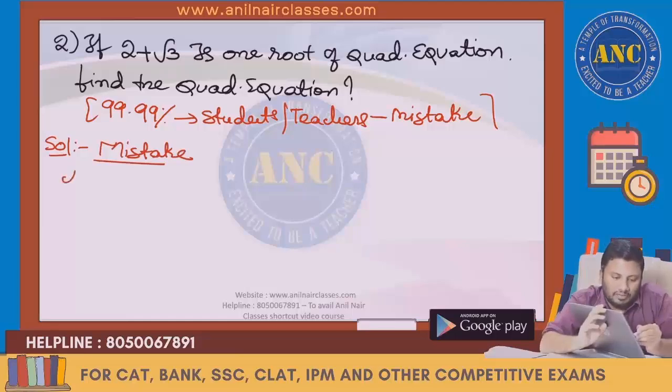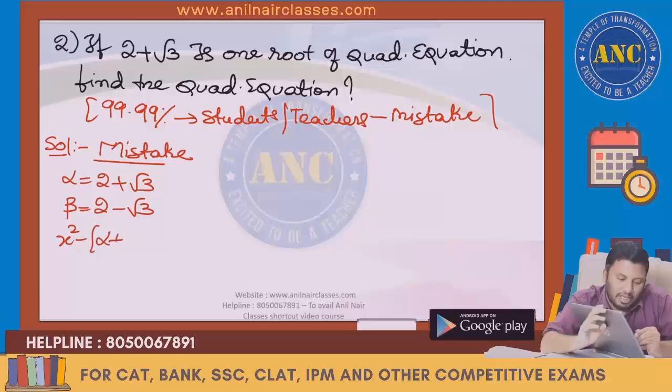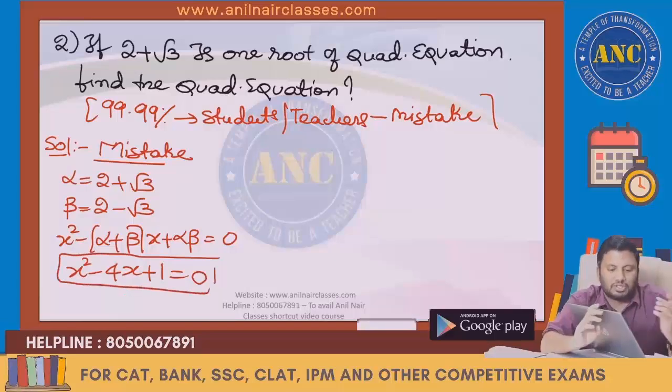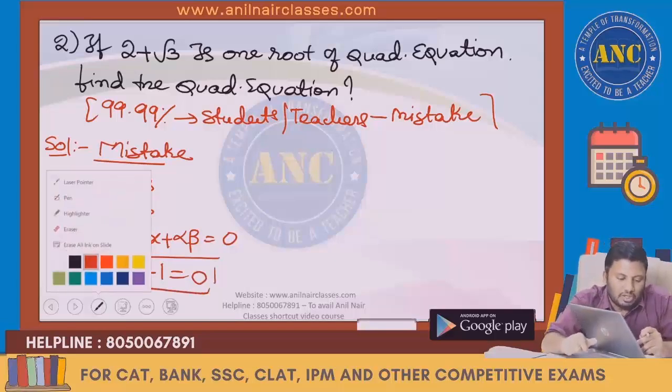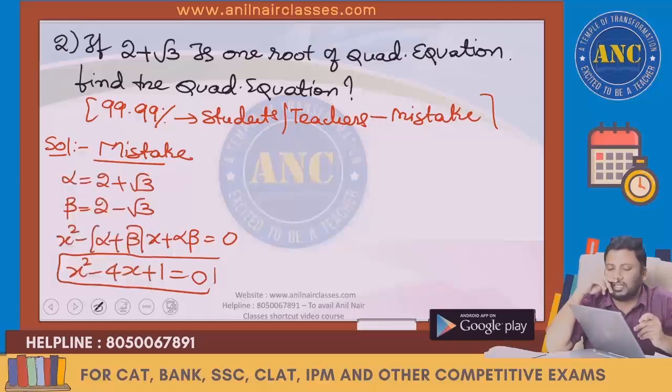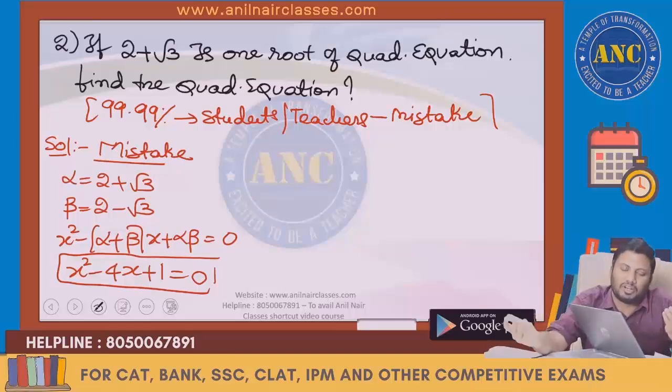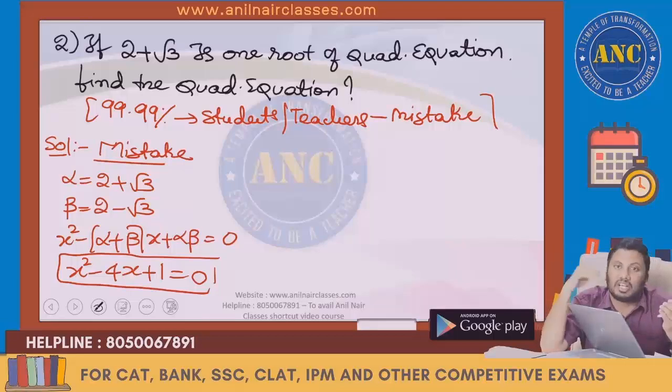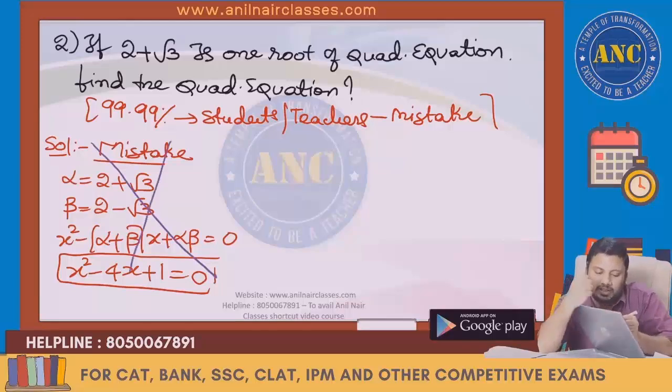They know that if alpha is 2 plus root 3, beta will become 2 minus root 3. In some R.S. Agarwal textbook, one formula is there: x square minus (alpha plus beta) x plus alpha beta equivalent to 0, which is x square minus 4x plus 1 equivalent to 0. This is what most of the students do. Students will be like the teacher is. If the teacher is teaching formula, students will become muggers. If the teacher is teaching conceptually, students will also start thinking conceptually. Mistake. Please write down the concept.